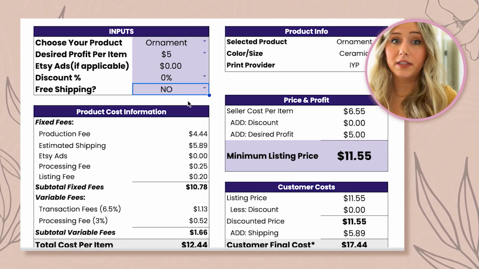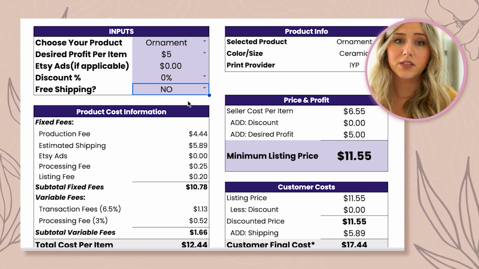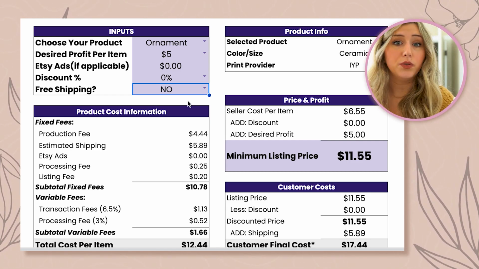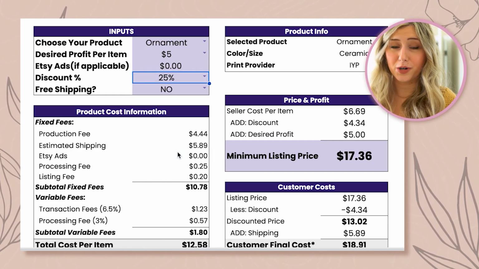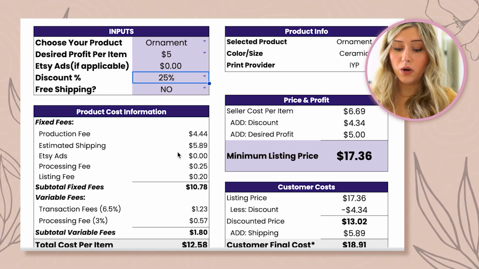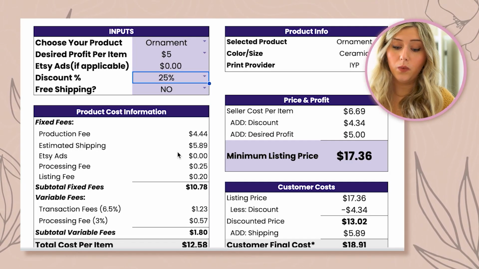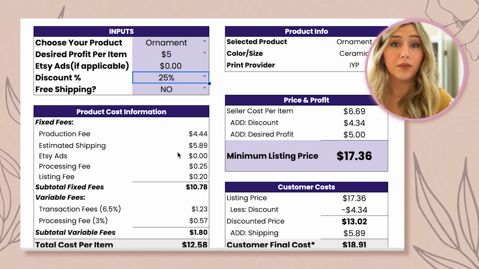Now, let's say that you're running sales and you know you're running sales for holidays, or maybe a few times a week you're running flash sales and you know your flash sale is probably 25% per sale that you run. So for your listing price, to make sure that you still get a $5 profit across the board outside of the time that you're running a sale or not running a sale, you would want to have your minimum listing price at $17.36.